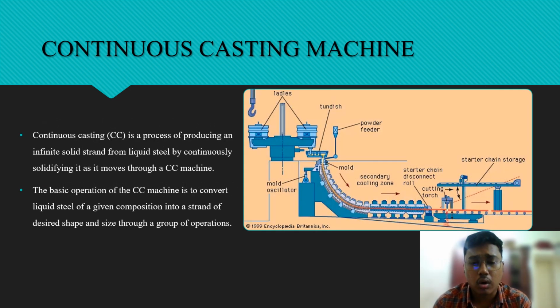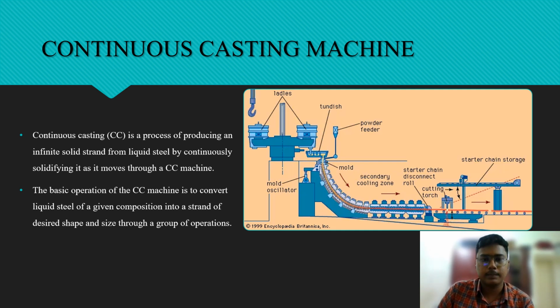The final machine of the steel melting station is the continuous casting machine. Here, the continuous casting process produces an infinite solid strand from liquid steel by continuously solidifying it as it moves through the continuous casting machine. The basic operation of the continuous casting machine is to convert the liquid steel of a given composition into a strand of desired shape and size through a group of operations.